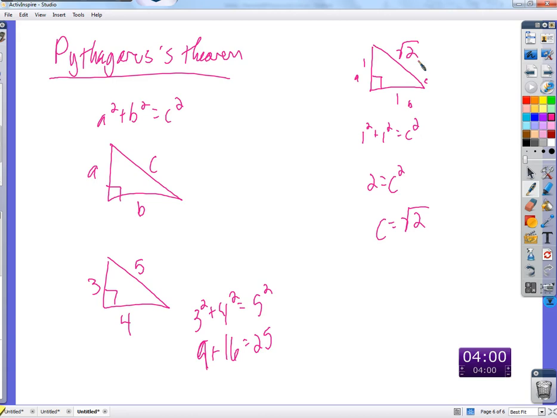So, I don't know what their belief about a deity was, but it was that the beliefs about measurements of the universe can be explained as relationships of integers. Right? Okay.